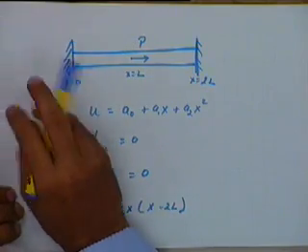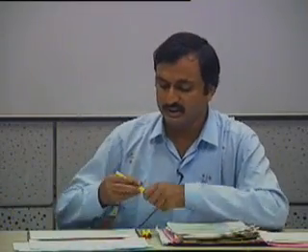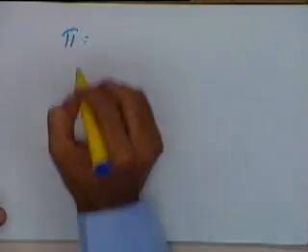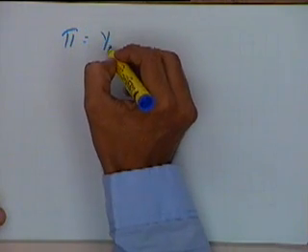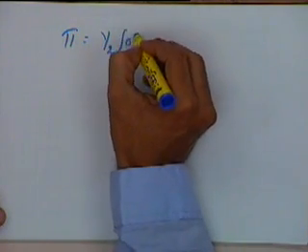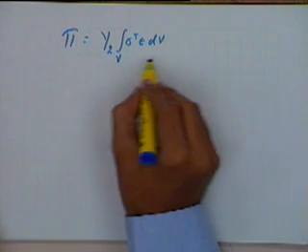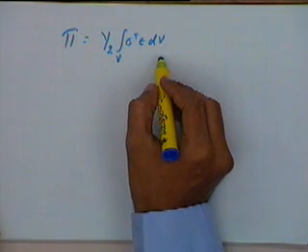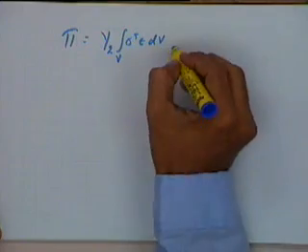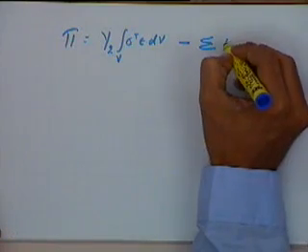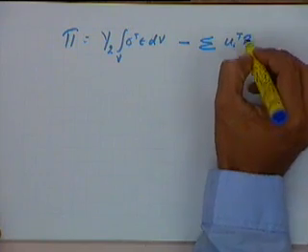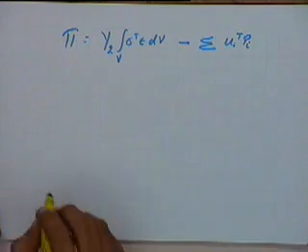Now we have to write an expression for the potential energy of this system. So potential energy pi is equal to half of the volume integral of sigma transpose epsilon dV. This is the strain energy component, plus the work potential. In this case there are no body forces and no tractive forces, we only have a point load. So that will become minus sigma ui transpose pi.